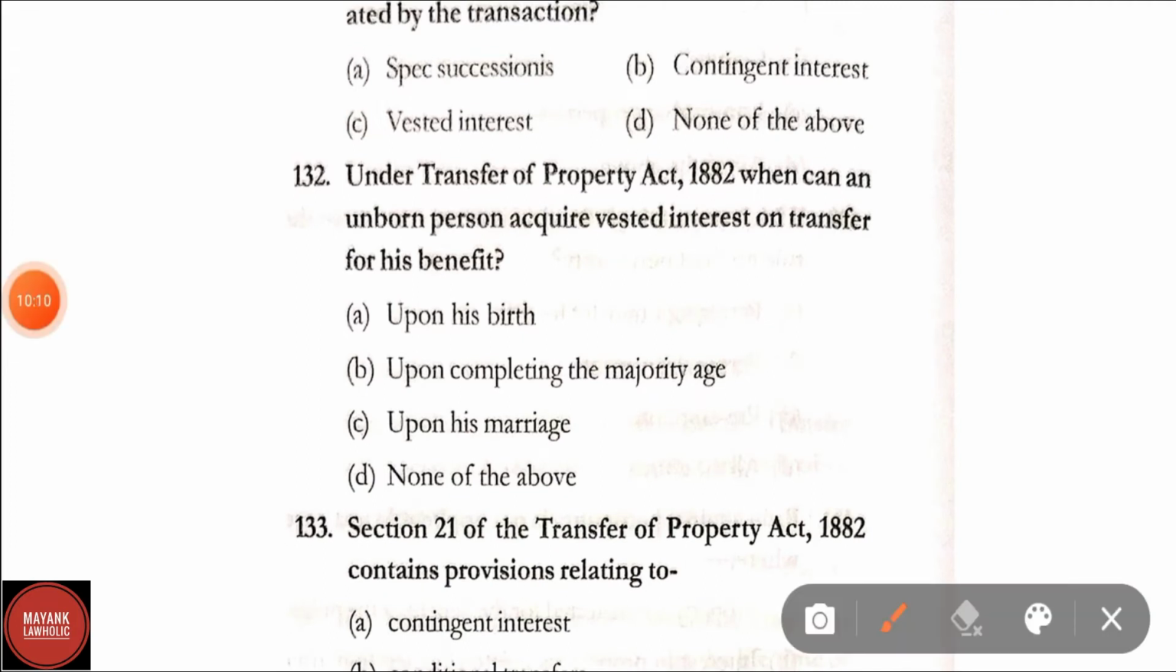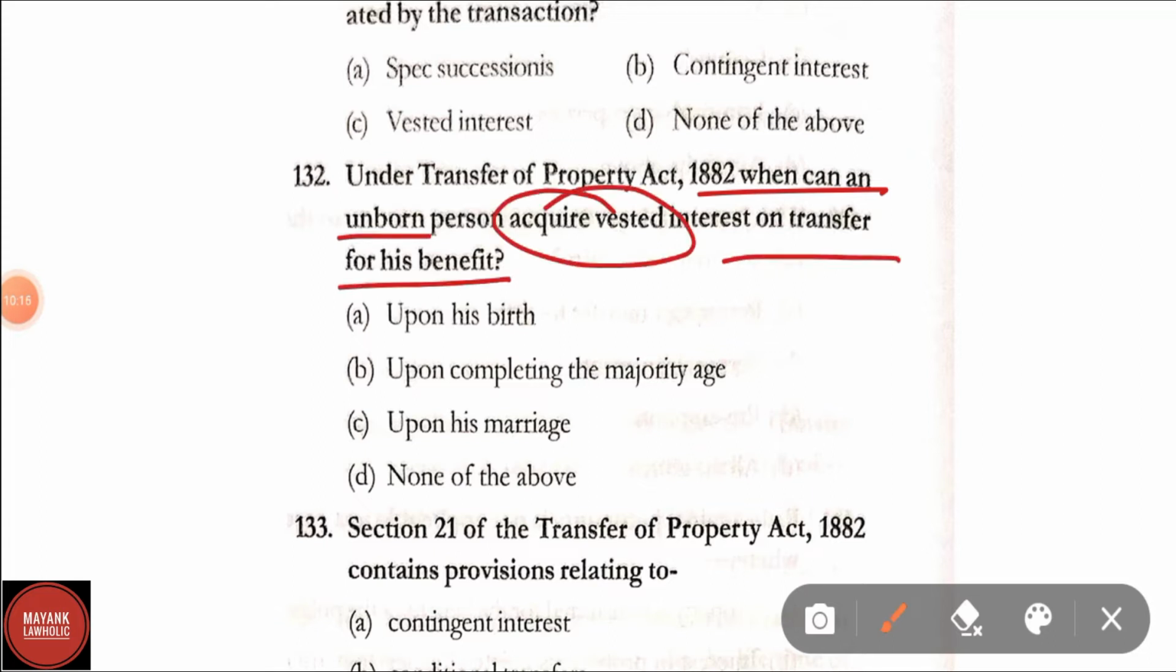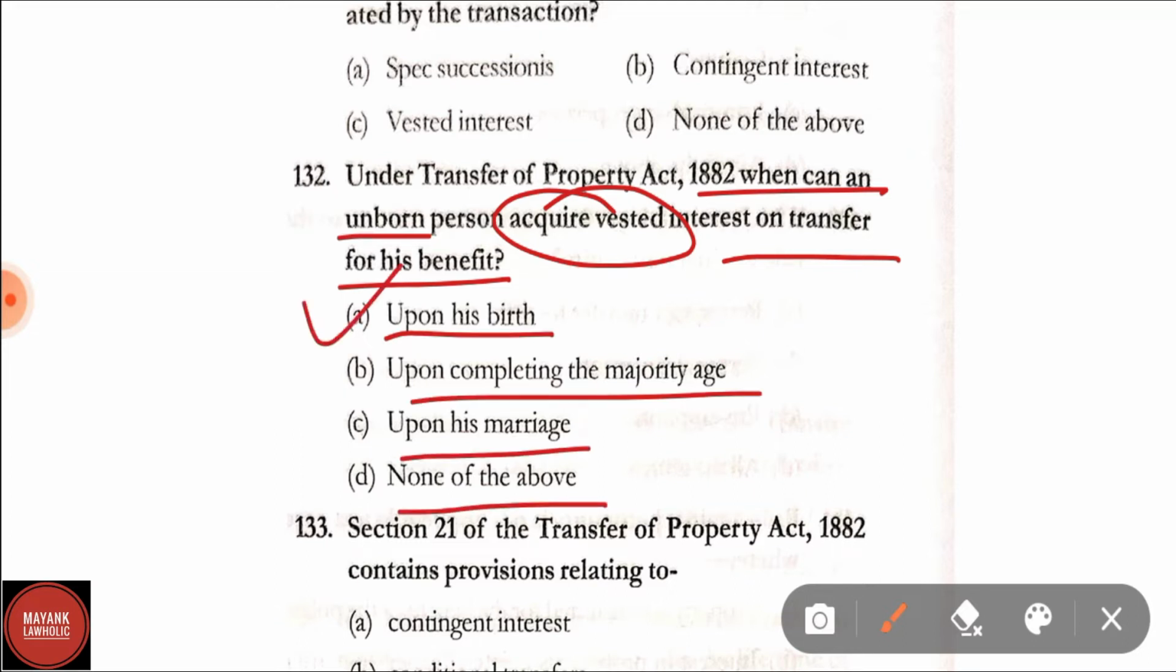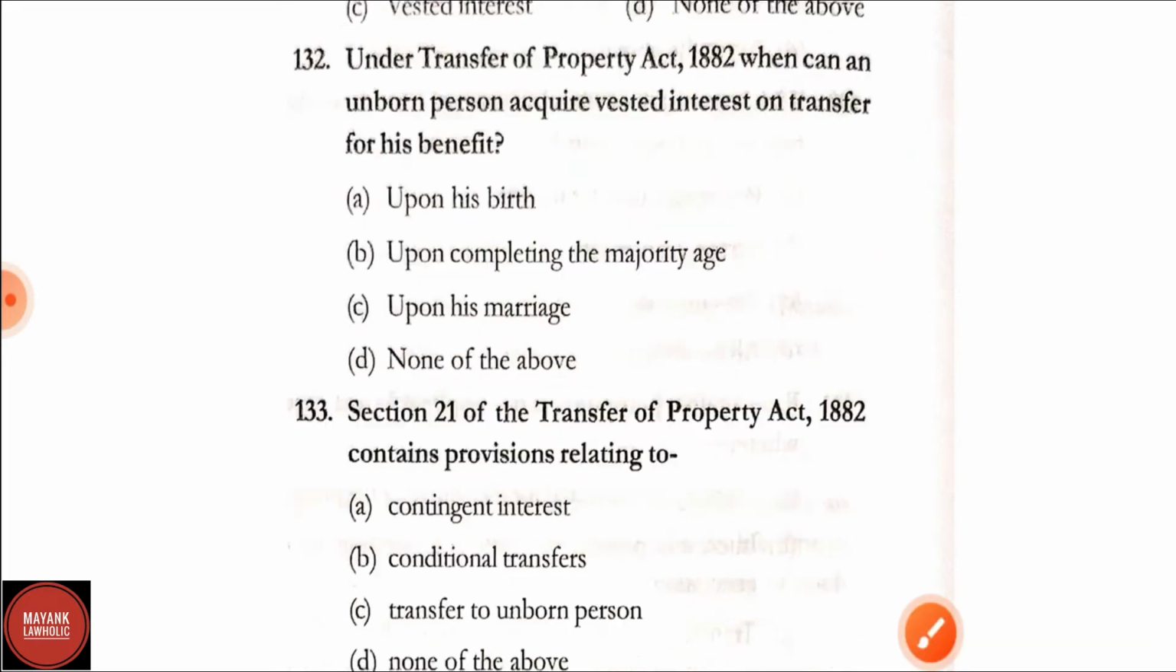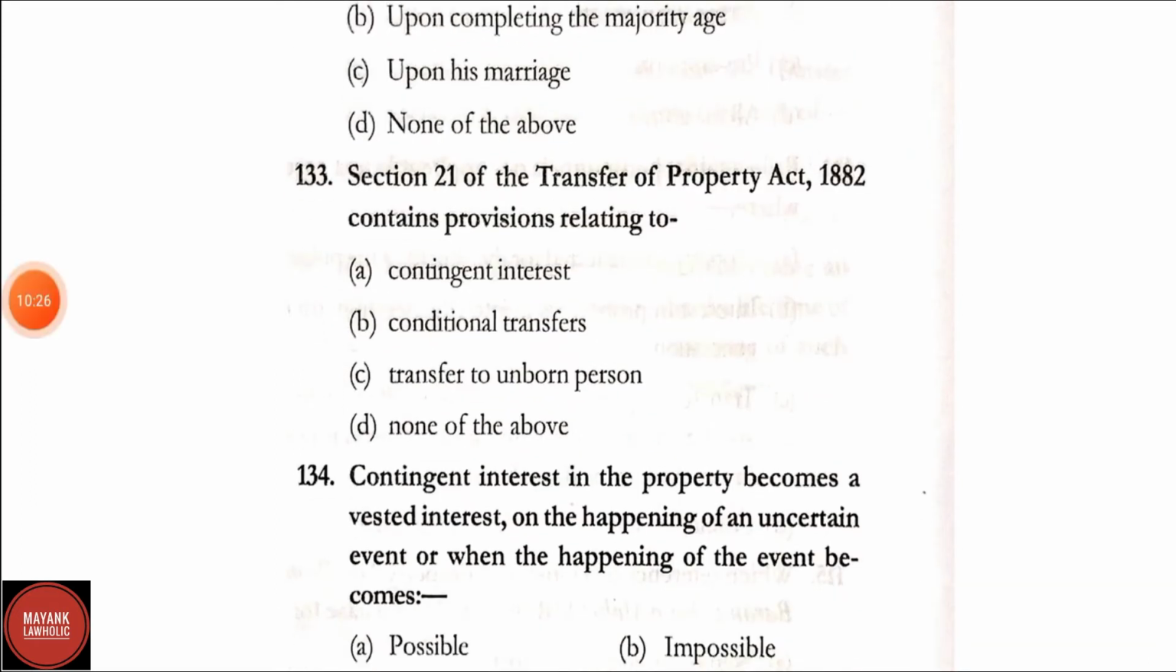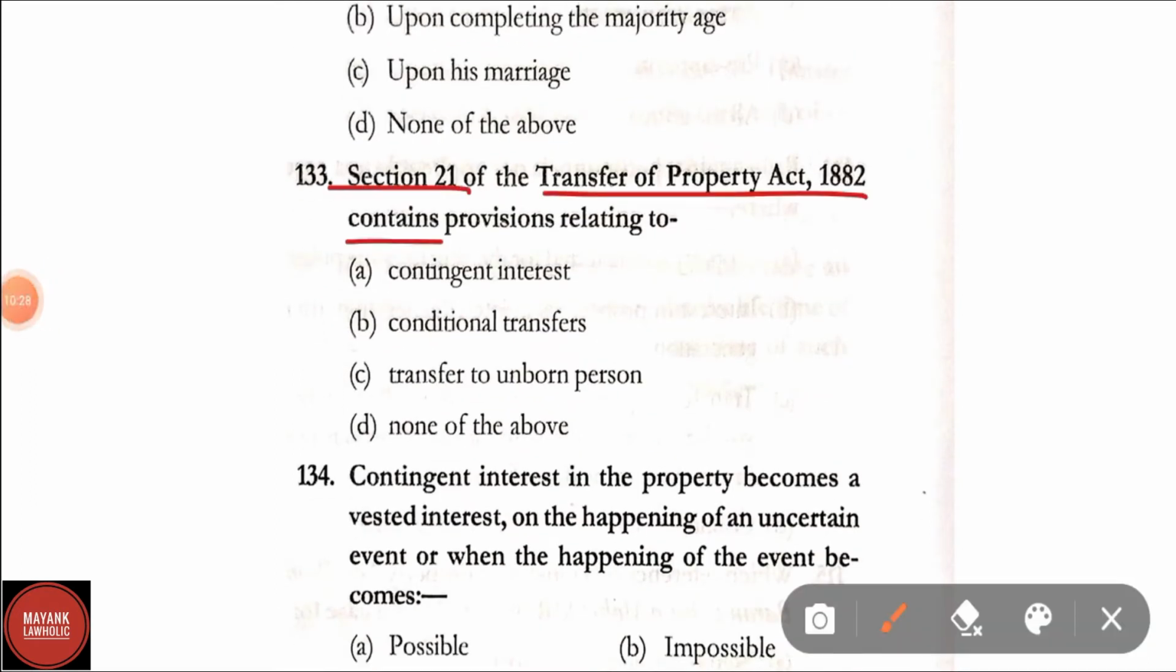Question number 132. Under the TPA, when can an unborn person acquire vested interest on a transfer for his benefit? Options are upon his birth, upon completing the majority age, upon his marriage, none of the above. Correct answer is option A, that is upon his birth. Question number 133. Section 21 of the Transfer Property Act 1882 contains provisions relating to contingent interest. A is the right answer.